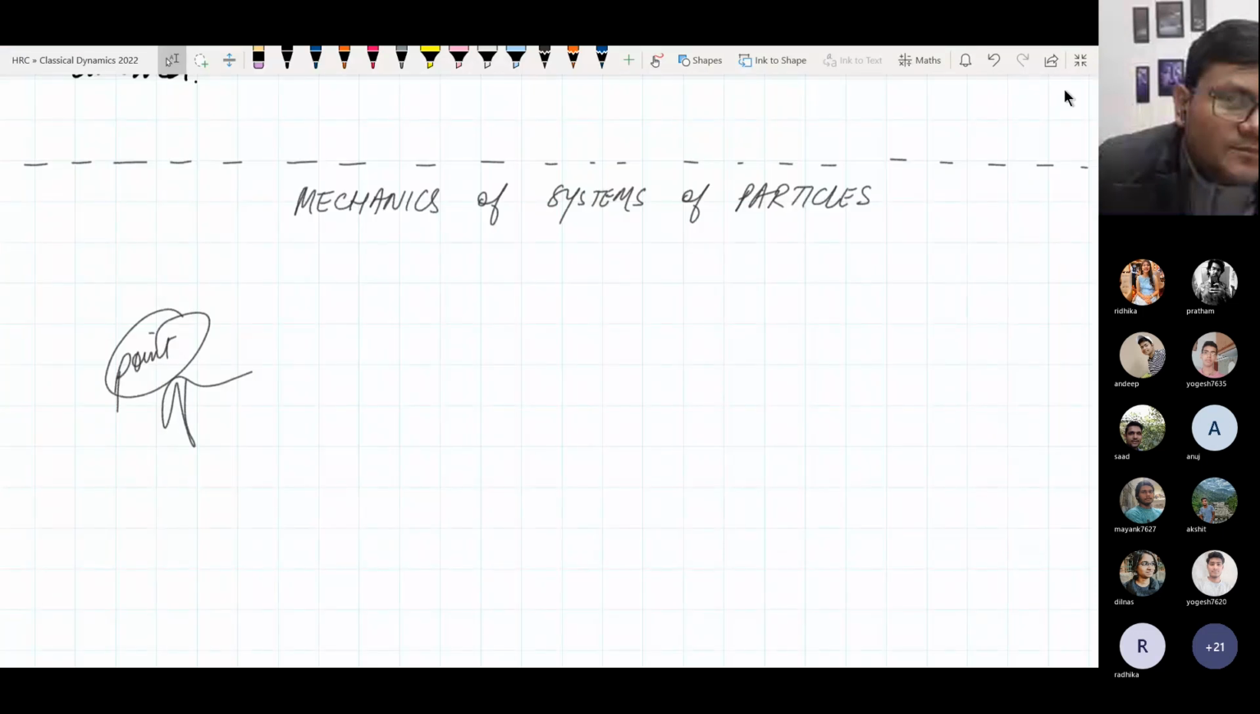Very small dimension. Compared to? Can you give me an example? Compared to? Compared to what we are measuring, like a tennis ball compared to its trajectory, you can say, yeah.